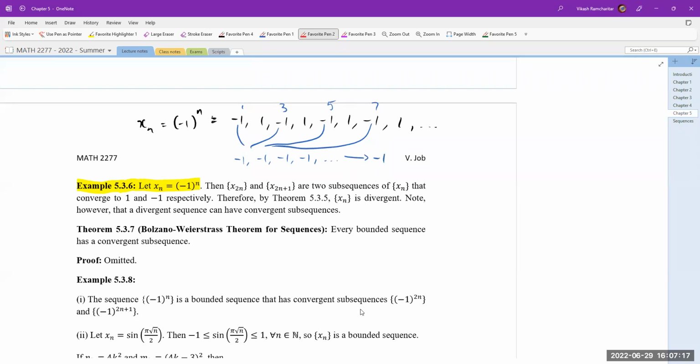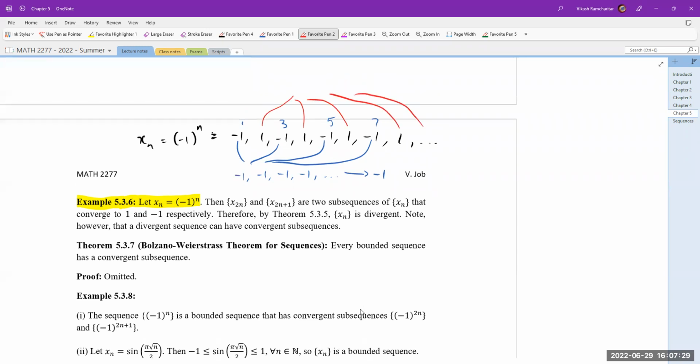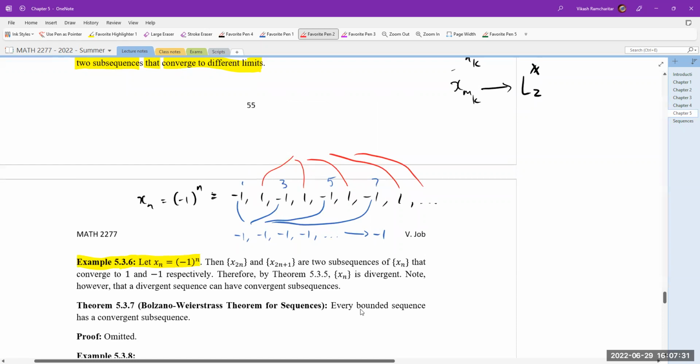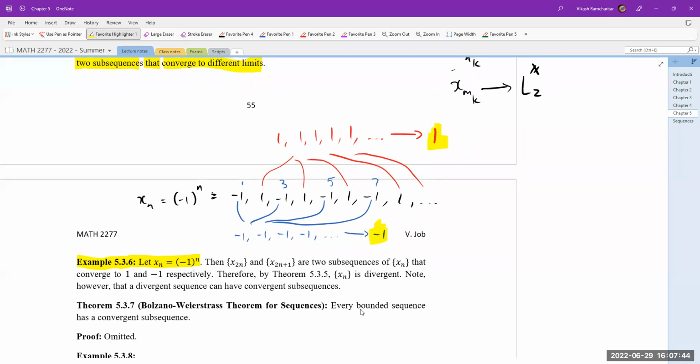Okay, great. If I pull out a subsequence of all the even terms, so the second term, the fourth term, the sixth term, the eighth term, and so on, what are these terms? These are just ones. So they're going to converge to 1. So I have two subsequences, one convergent to 1 and the other convergent to -1. So there's no way the sequence is convergent.